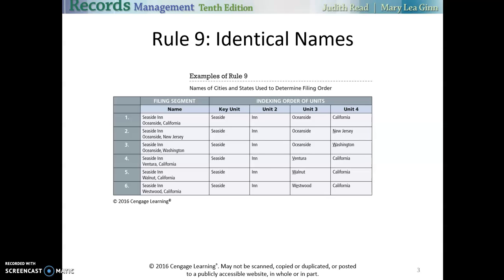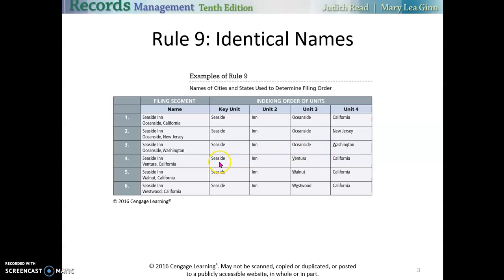Now we look at the fourth unit, which is the state. For our Oceanside, we have Oceanside, California, Oceanside, New Jersey, Oceanside, Washington, and then the last three are all California. So again, key unit is the same, second unit is the same. We go to the third unit. These three are all the same. So if the city is the same, we look to the state. The states are California, New Jersey, and Washington. So we file alphabetically this way by the state. California would be filed alphabetically before New Jersey, New Jersey alphabetically before Washington.